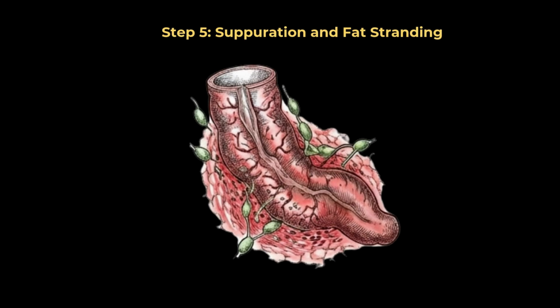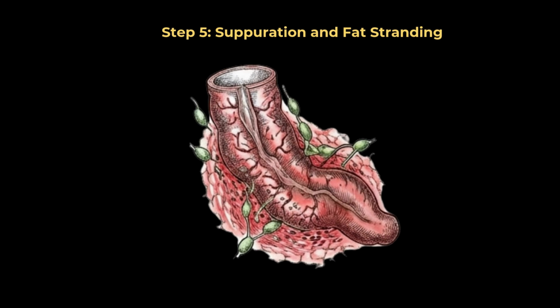At this stage, inflammation spreads through the appendiceal wall into the surrounding fat. The disease has now progressed beyond simple obstruction and edema. Pus begins to form inside and around the appendix. This process is called suppuration.